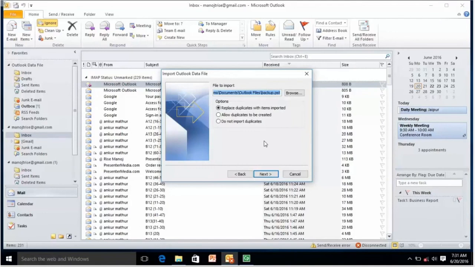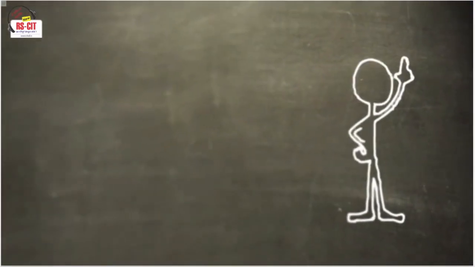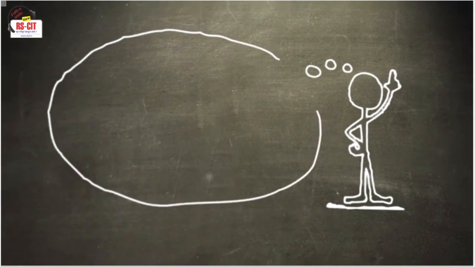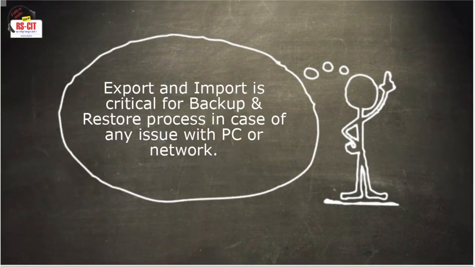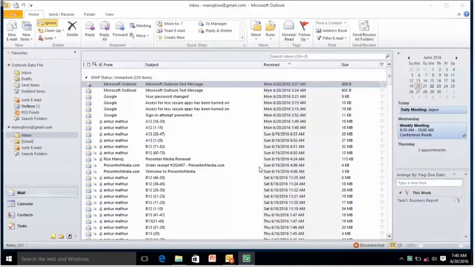Import items into the same folder in Username, to merge email messages, tasks, etc. into the same folders of your current Outlook profile. Select Finish. Outlook imports the email, appointments, tasks, etc. into your current profile. Tip: Export and import is critical for backup and restore process in case of any issue with PC or network.